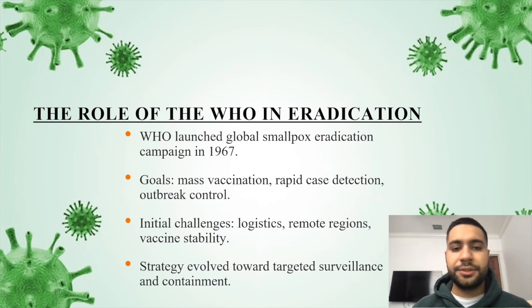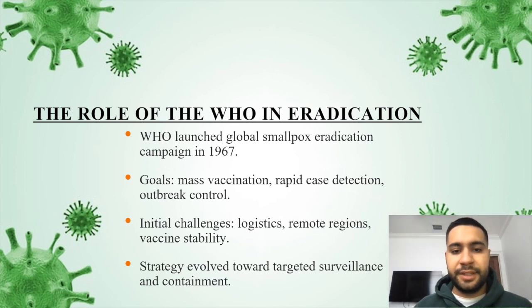The WHO's strategy had two main parts. First, they aimed to vaccinate as many people as possible. And second, which was most important, they implemented active surveillance. This meant searching for new cases, responding rapidly, and containing outbreaks before they could spread.